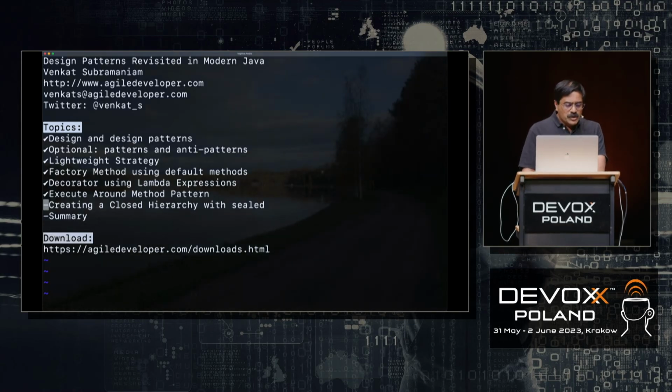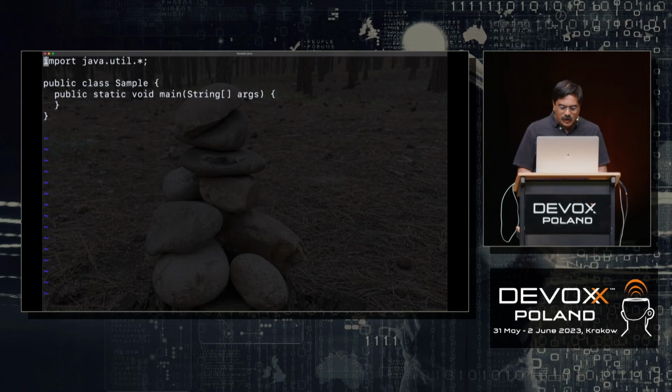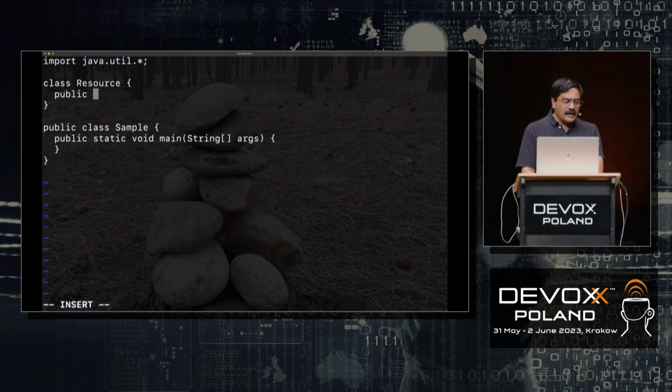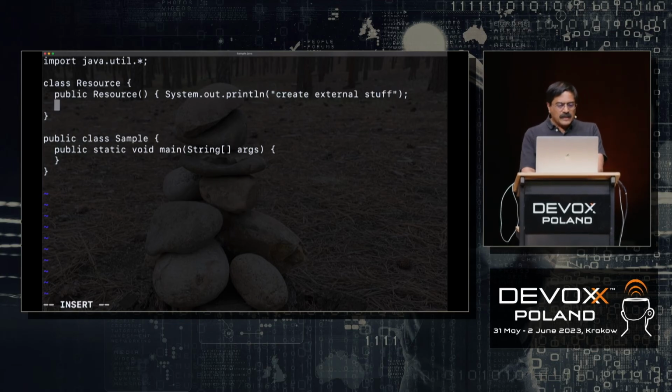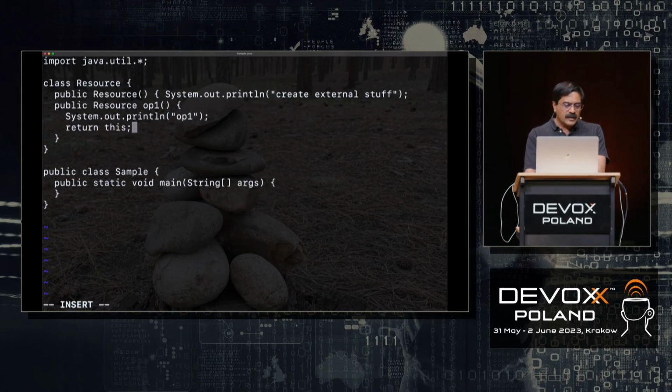Well, I want to now give you two more examples here in the time we have. One is about the execute around method pattern, and this is a pattern that has been kind of introduced in stages, if you will, but we can go a lot further with this. Suppose we have a class called resource, where the class resource contains, let's say, an external resource of some sort. So we'll say, let's call this as create external, stuff. So that's going to use an external resource. But then I'm going to provide op1, and all that the op1 says is performing op1, and let's say it returns a current object.